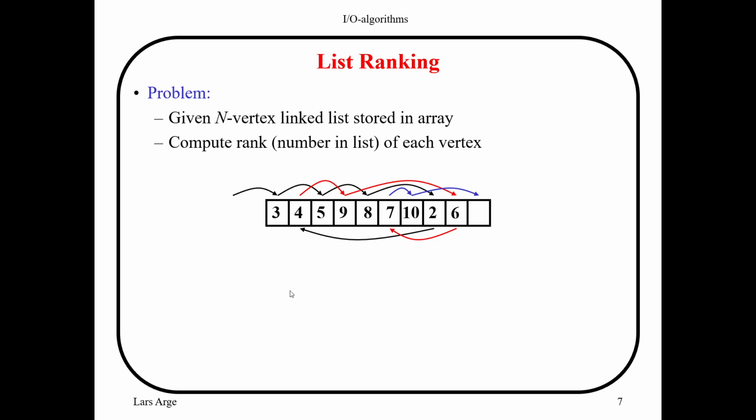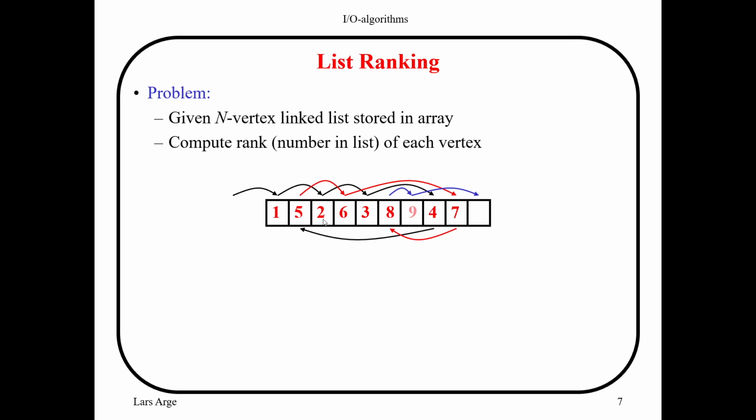So the problem we're going to look at is that we have a linked list of size n, and what we'd like to do is to assign a rank to each element of the linked list. So for example, the first element of the linked list will have rank 1, the next element will have rank 2, and so on. So basically something like this.